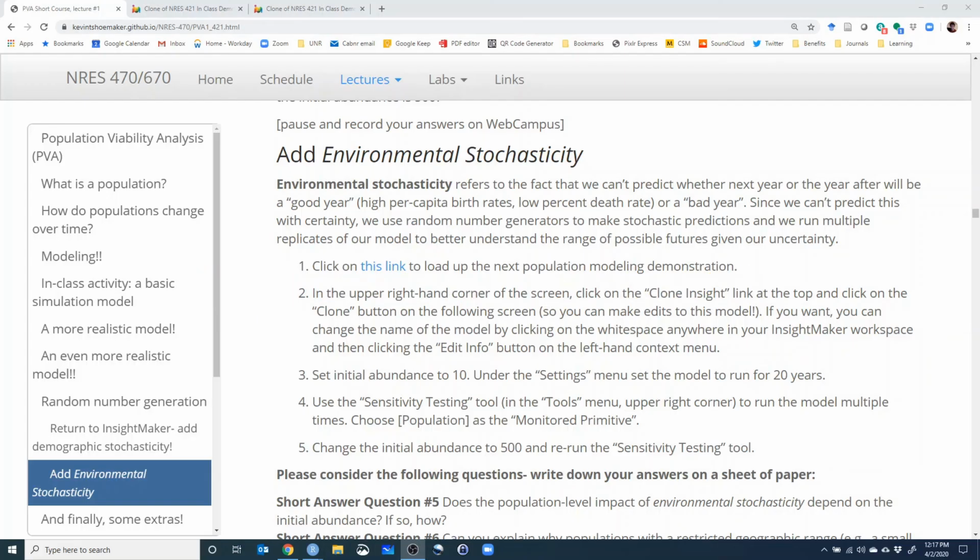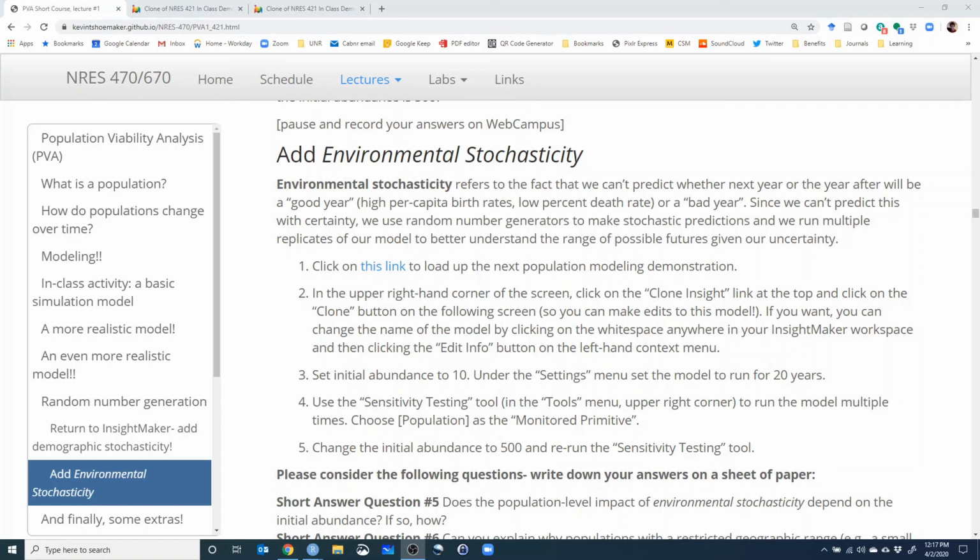Environmental stochasticity refers to the fact that we cannot predict whether next year or the year after that will be a good year or a bad year for the population. When we say good year or a bad year for the population, we mean, is the population going to be able to give birth to more individuals because the habitat is better, there's more resources, or maybe there's a drought and the population death rate goes up? That would be a bad year.